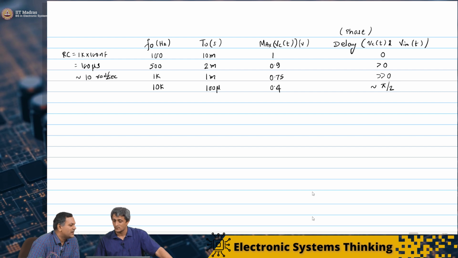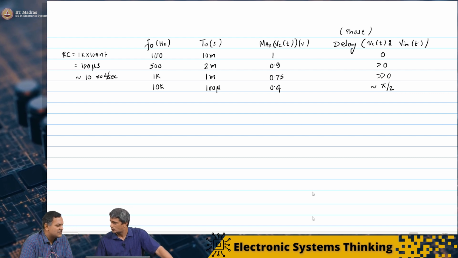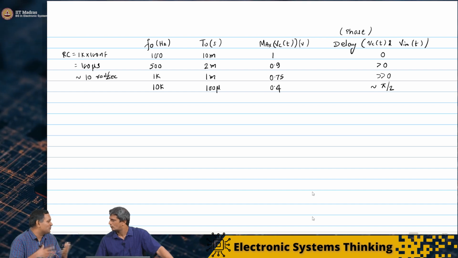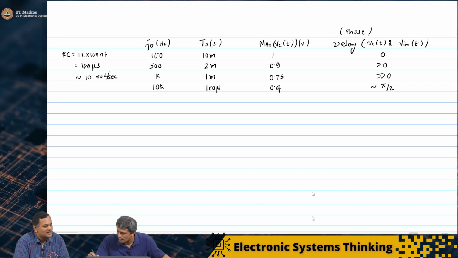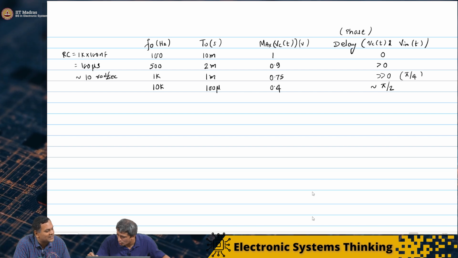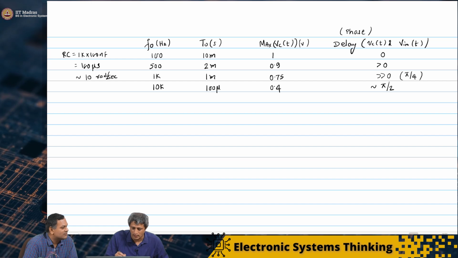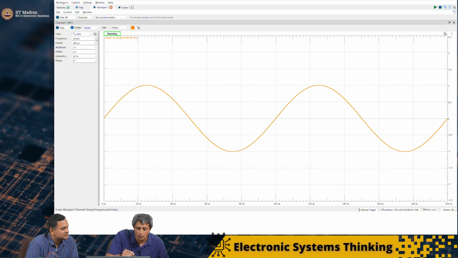In fact, I suspect in the previous case, if you had seen the delay or phase, it might have been somewhere close to pi by 4 or so. I'm guessing. I'll put a number here, and we'll go back and check it. It looked significant enough, so why don't we check that? 1 kilohertz, right? Input.